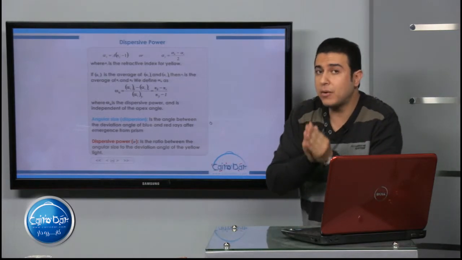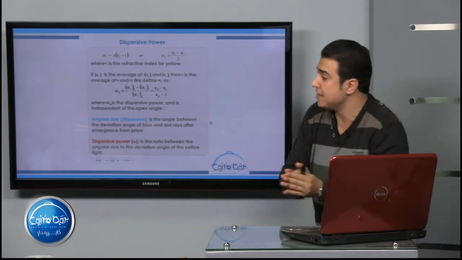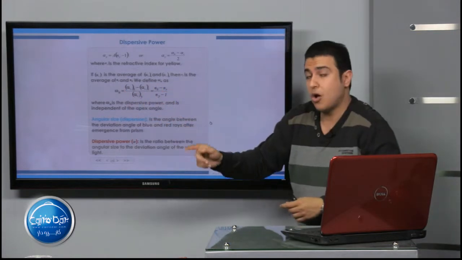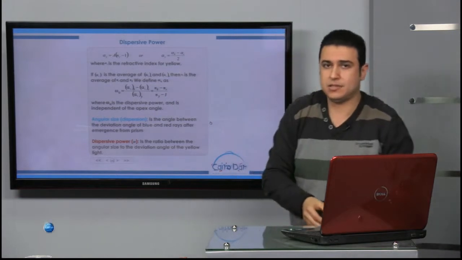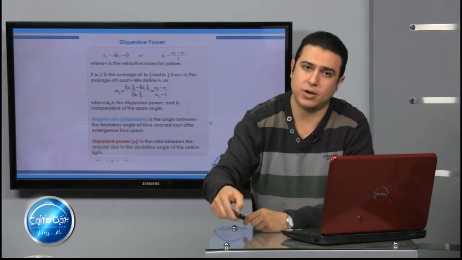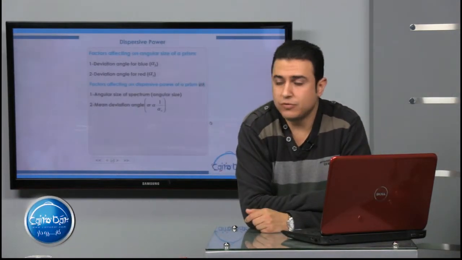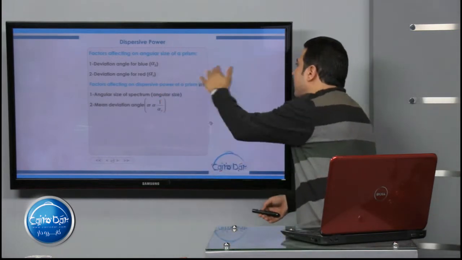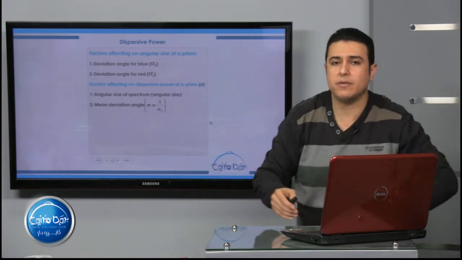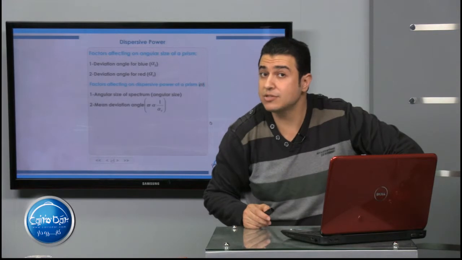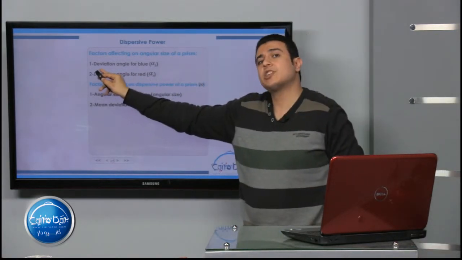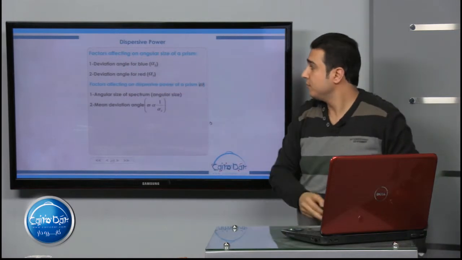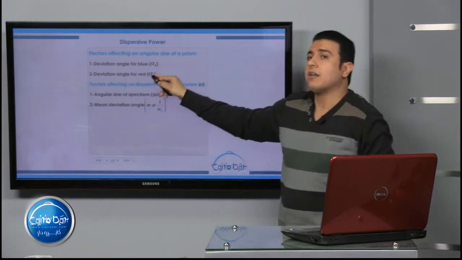The dispersive power, omega alpha, is a ratio between the angular size or the dispersion to the angle of the yellow lights. Let's move to what are the factors affecting the angular size of a prism. First of all, the deviation angle for blue, alpha blue, and the deviation angle for red, alpha red.